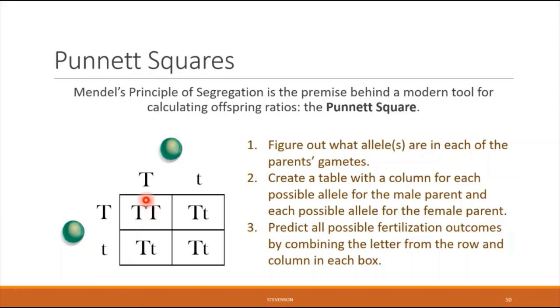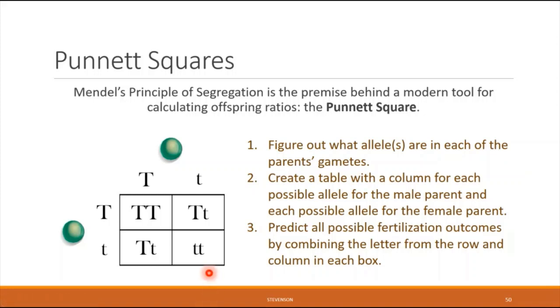We have two capital T's in this box because it is from a column with a capital T and a row with a capital T. In this box, we have a capital T and a lowercase t because we've got the capital up here and the lowercase over here. Oh, and this is a typo right here. Let me fix that really quick. There we go. Sometimes auto capitalization gets me.